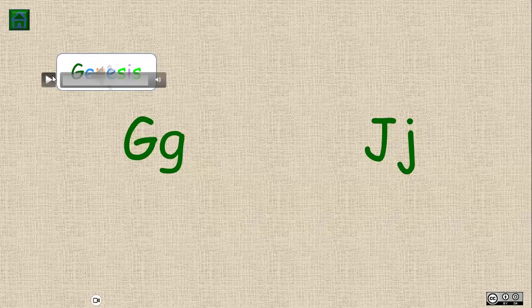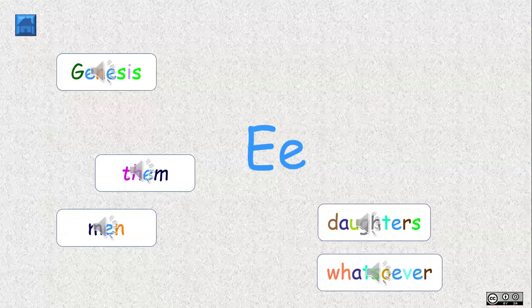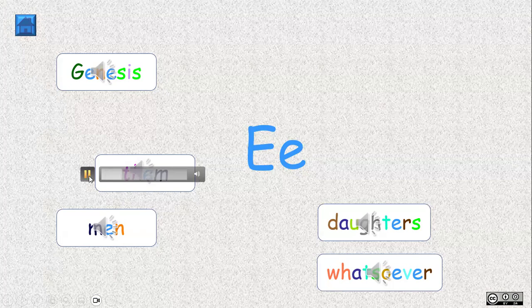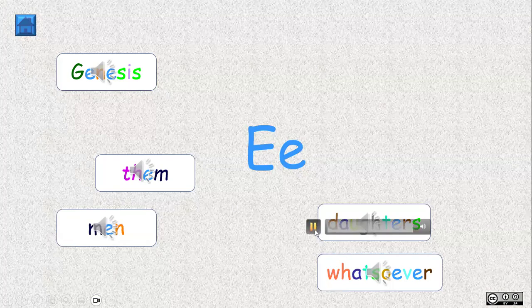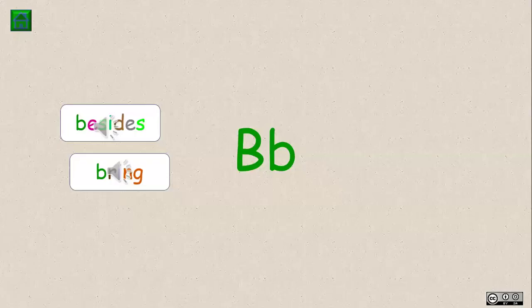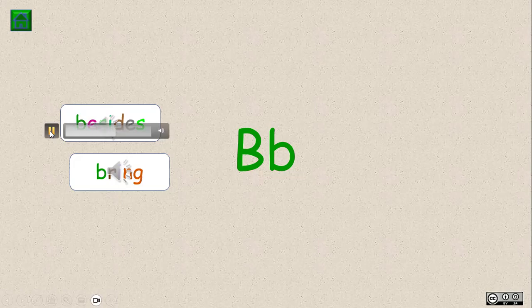This is the J page. Genesis. The F page. Genesis. Them. Men. Daughters. Whatsoever. If you hear all those F sounds, this is the B page. Besides. Bring.